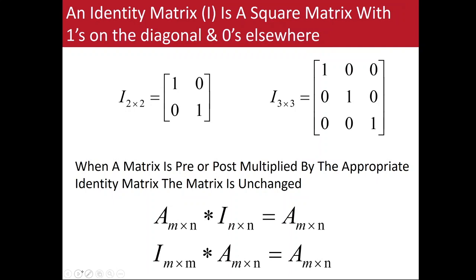The identity matrix is a square matrix that has ones on the diagonal. So this is a 3 by 3 identity matrix here, and this is a 2 by 2. It is an important matrix because if you multiply something by the identity, you will always get it back without change.